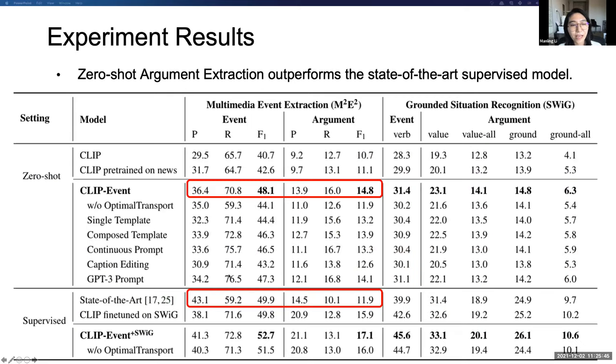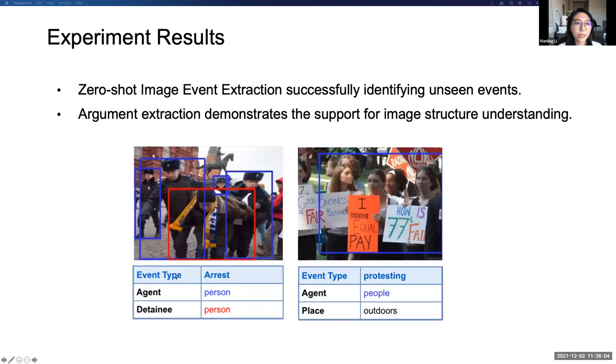One exciting thing is that our zero-shot event extraction model actually performed better than the state-of-the-art supervised model. So this shows that our model can handle unseen events and also can predict the arguments and understand who is the agent and who is being, in this example, who is being arrested.